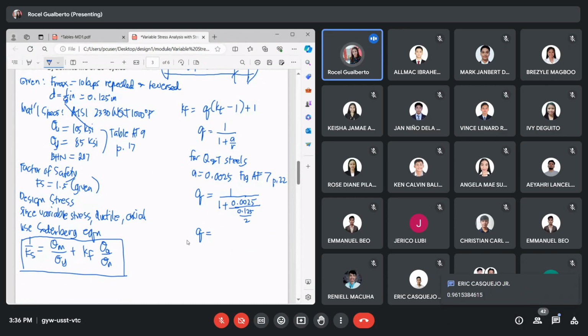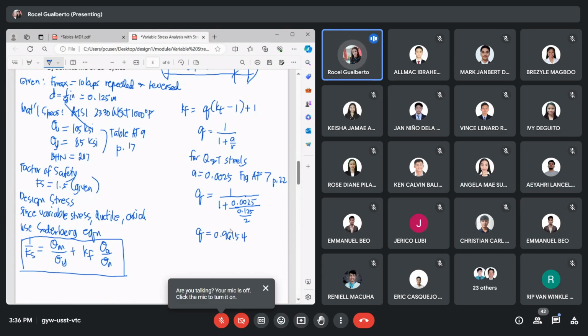0.9615. Okay, correct. So 0.96154, if we take the whole value, because we will still use this for succeeding computation. So the value we actually obtained is what we should substitute. You can save this on your calculator or copy all the numbers. That is what we will use. So that is Q.